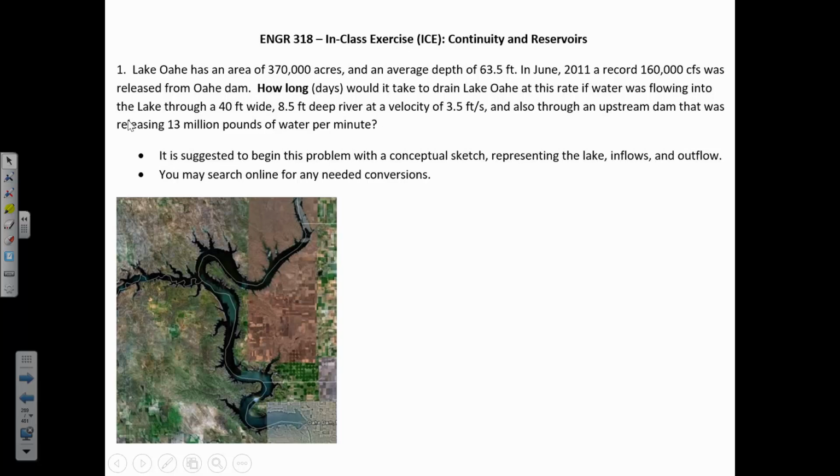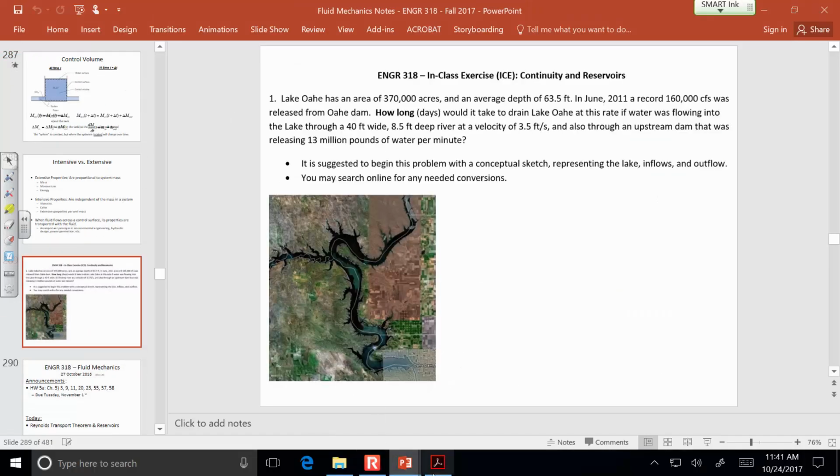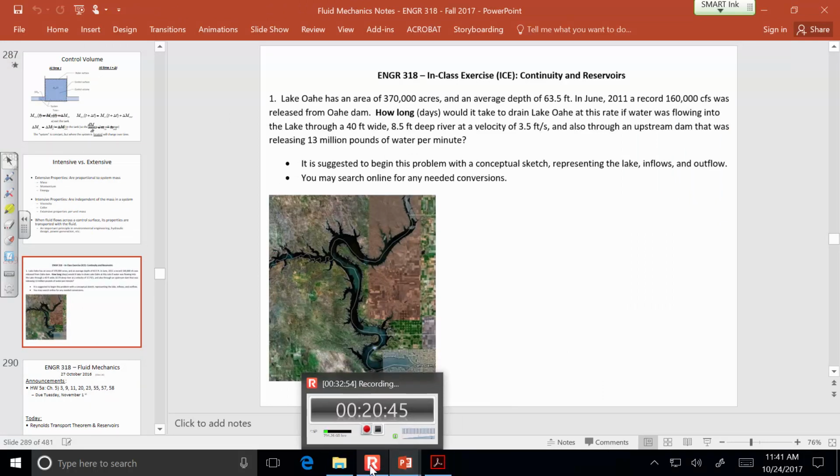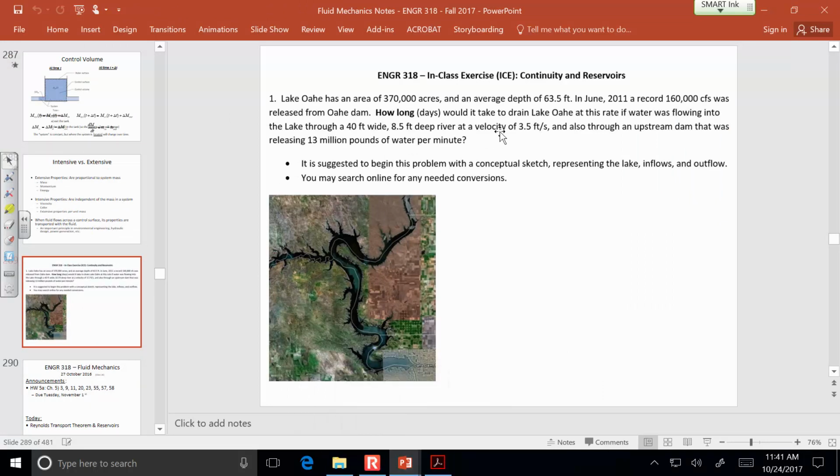Also, here it says that there's an upstream dam that's releasing 13 million pounds of water per minute. So maybe you remember how many pounds of water there are in a cubic foot, but if not, you can look up those either in the fluid properties in your book or online. I've got a handout I'm going to give you. We'll pause the recording here, give you some time to collaborate with your classmates and figure out how long it is going to take in days to drain that lake.